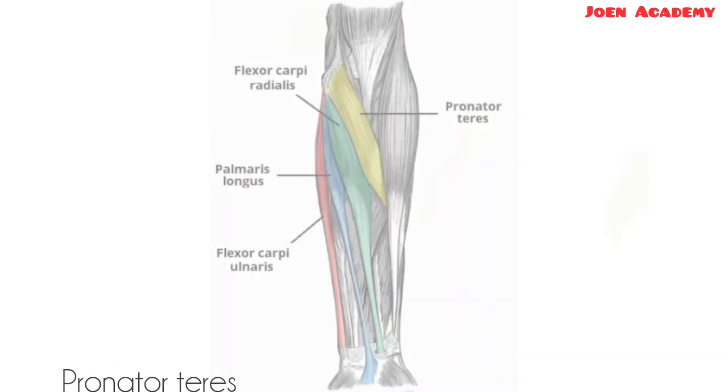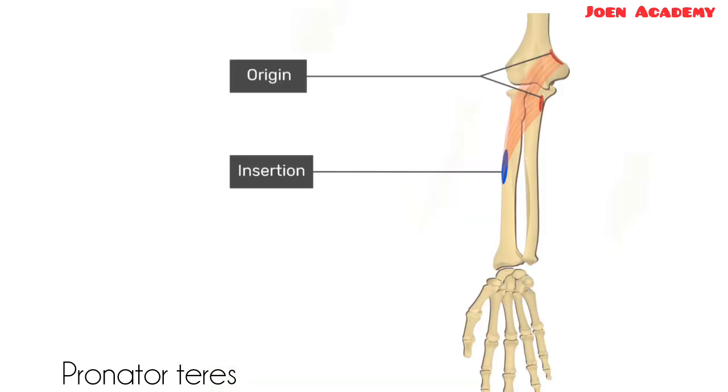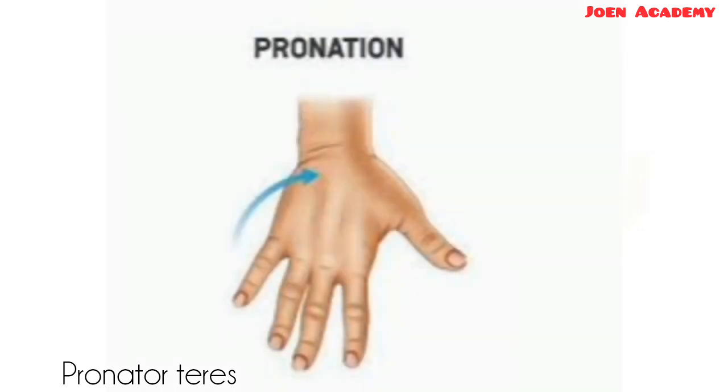The pronator teres is the muscle that forms the medial border of the cubital fossa. It has two origins, one from the medial epicondyle and the other from the coronoid process of the ulna. It attaches laterally to the midshaft of the radius. The function of this muscle is the pronation of the forearm, and it is innervated by the median nerve.